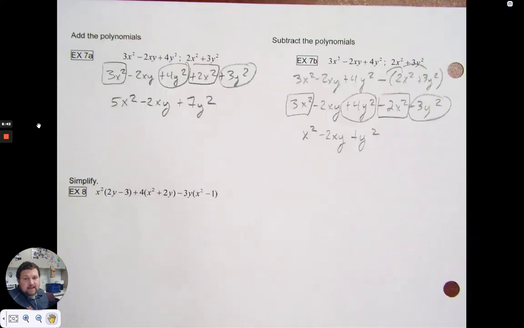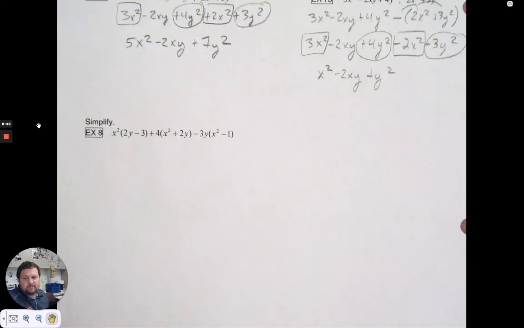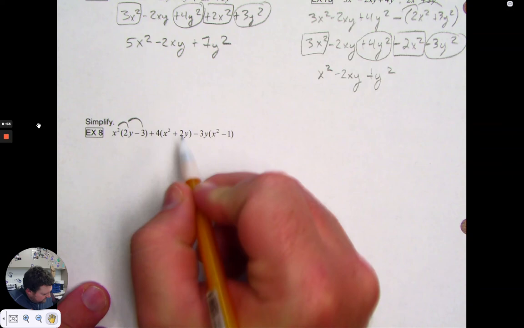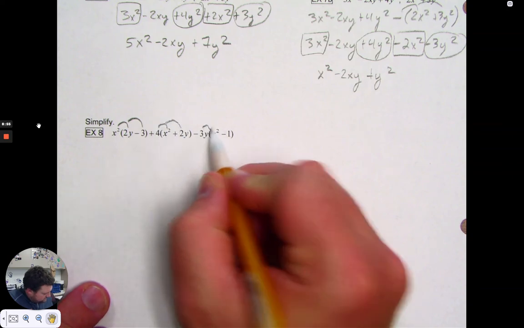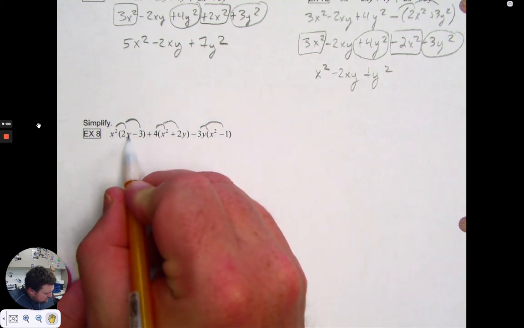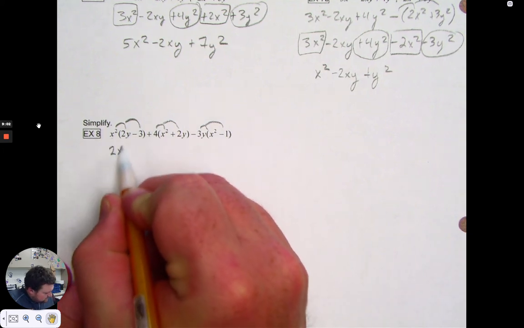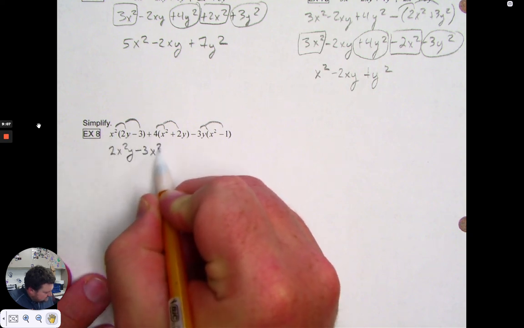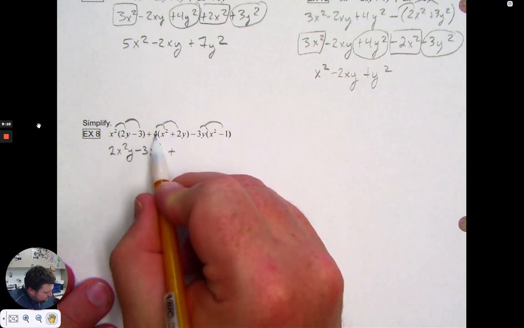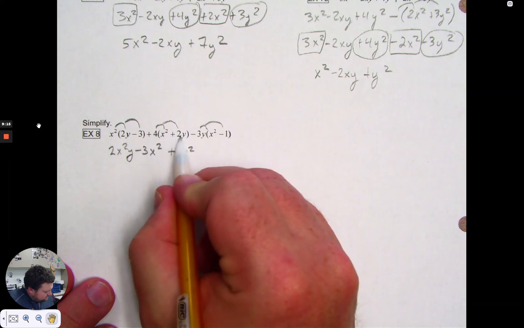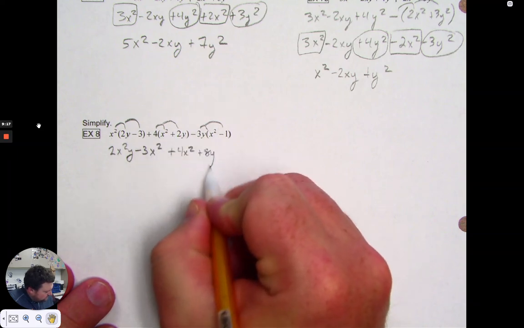Okay, and then last but not least, we're going to look at one that involves some multiplying and some combining of like terms. So the first thing we have to do is distribute what's out in front of each one of these parentheses. And then at that point, we can combine like terms. So x squared times 2y would be 2x squared y. x squared times a negative 3 would be minus 3x squared. Plus 4 times x squared is 4x squared. 4 times 2y would be plus 8y.